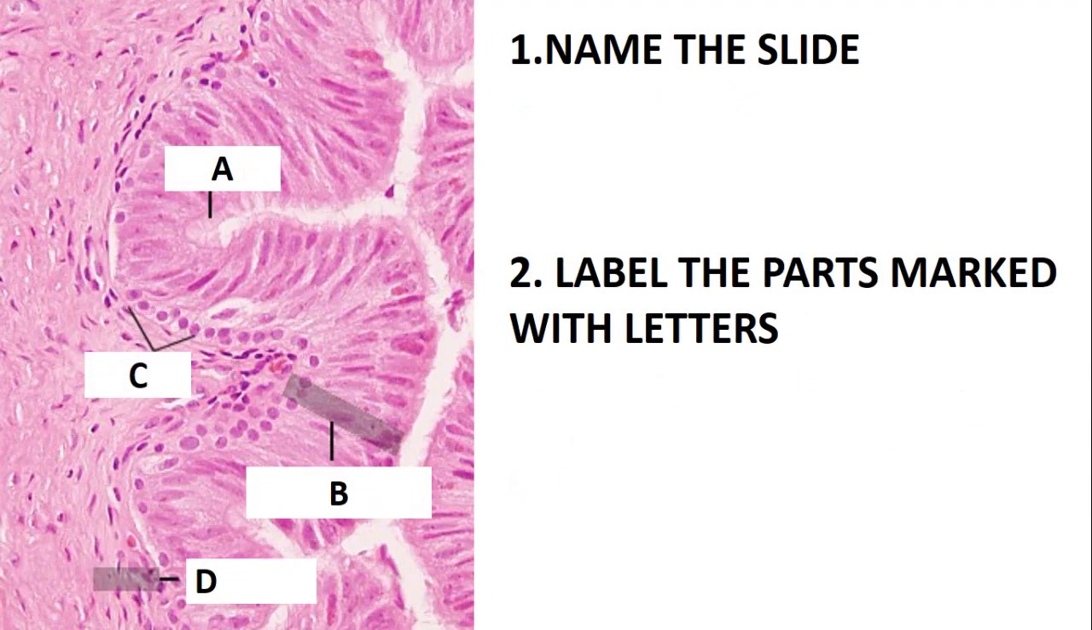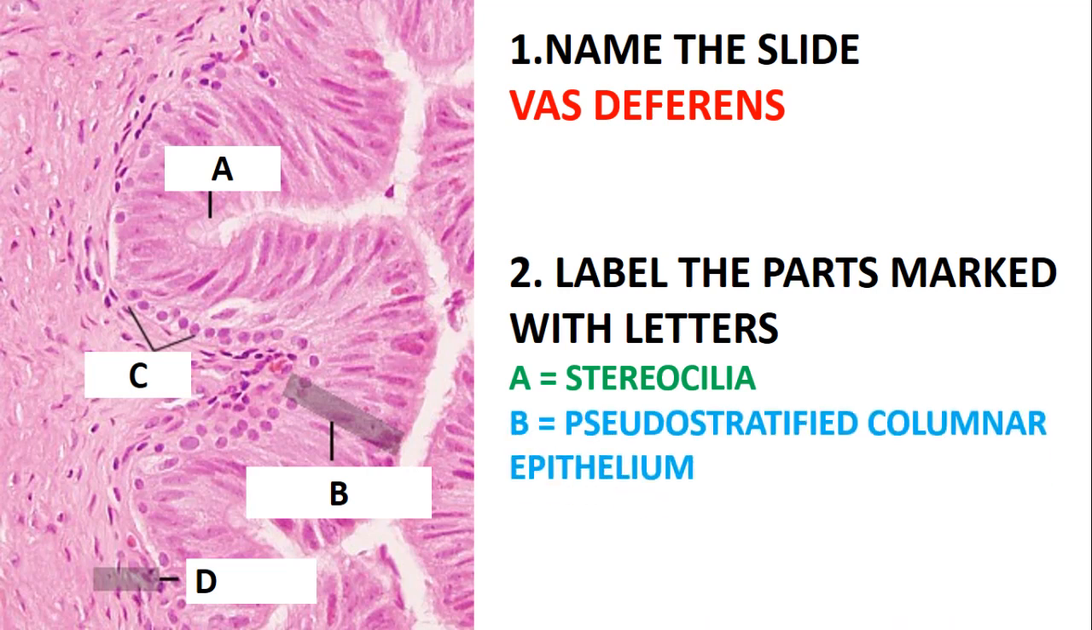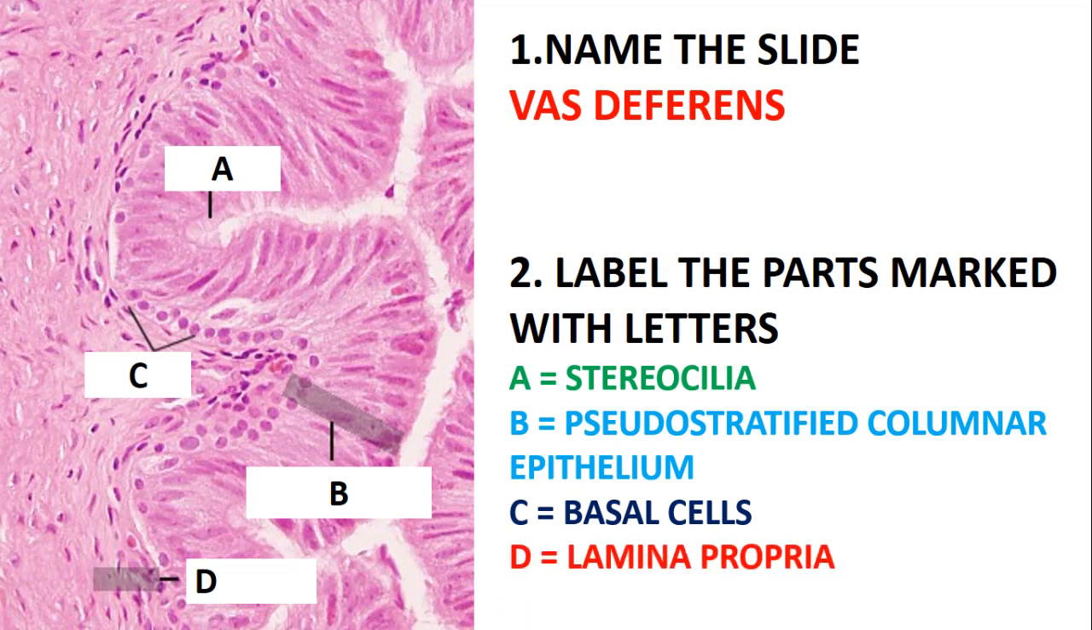Name the slide. So we are still looking at the same slide. So this slide is just the vas deferens, and then label the parts marked with letters. So A is just the stereocilia, like I stated. The type of epithelium in the vas deferens is a pseudostratified columnar epithelium with stereocilia. Then B is just the epithelium, which is the pseudostratified columnar epithelium. Then C is just the basal cells. So you know the basal cells are the cells which are normally found under the epithelium. Then we have D, which is just the lamina propria.